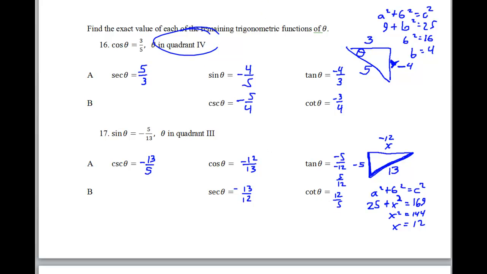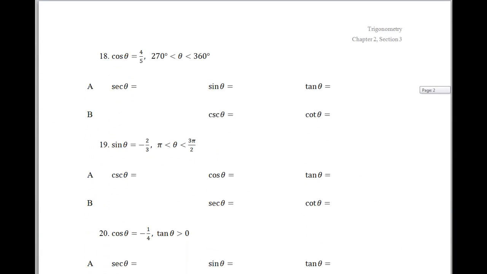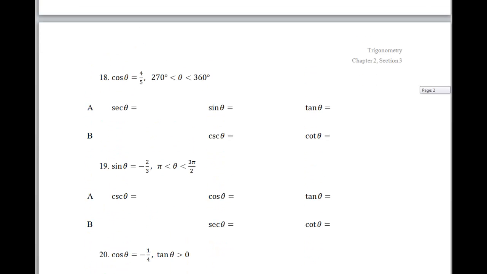Okay, so let's move on to problem number 18. Now you'll notice they're being just a little coy with us about the actual place on the unit circle. But if you're between 270 degrees and 360 degrees, you're in the fourth quadrant. So your triangle is going to be written something like this. There's your fourth quadrant triangle right there.